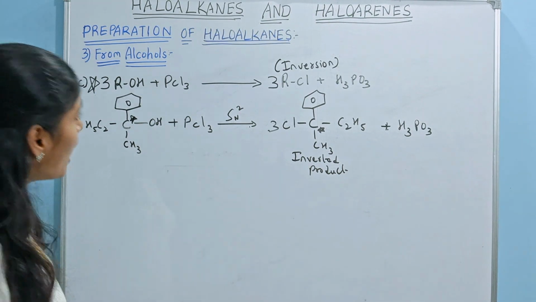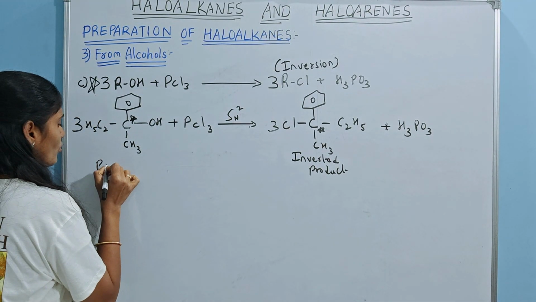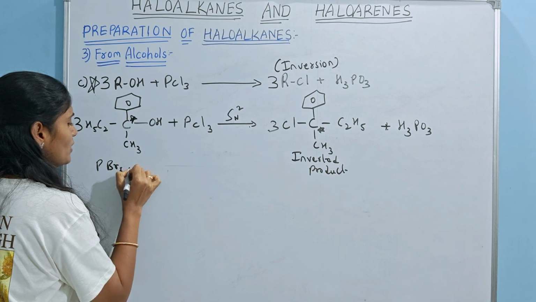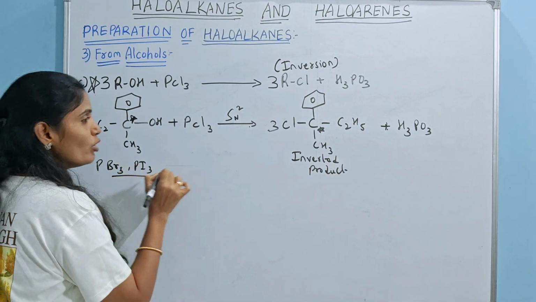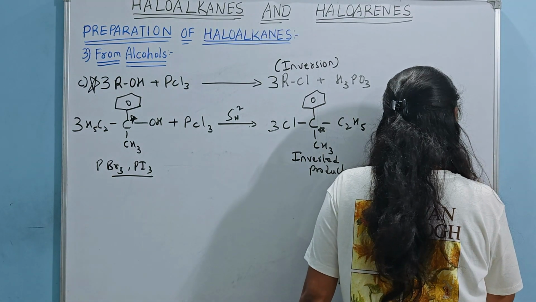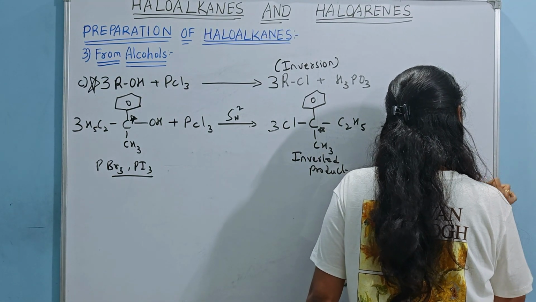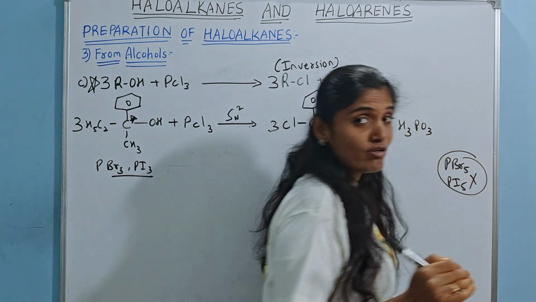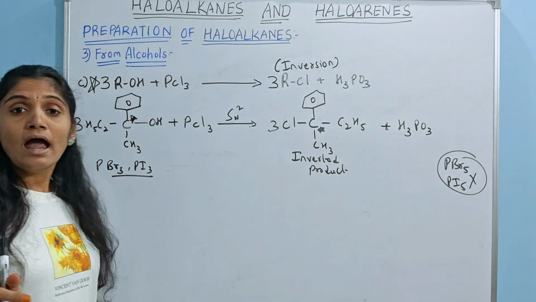But what about PBr5 and PI5? When I was talking about PCl5, I clearly told you PBr5 and PI5 are very highly unstable, so we cannot talk about the reaction of alcohols with PBr5 and PI5.